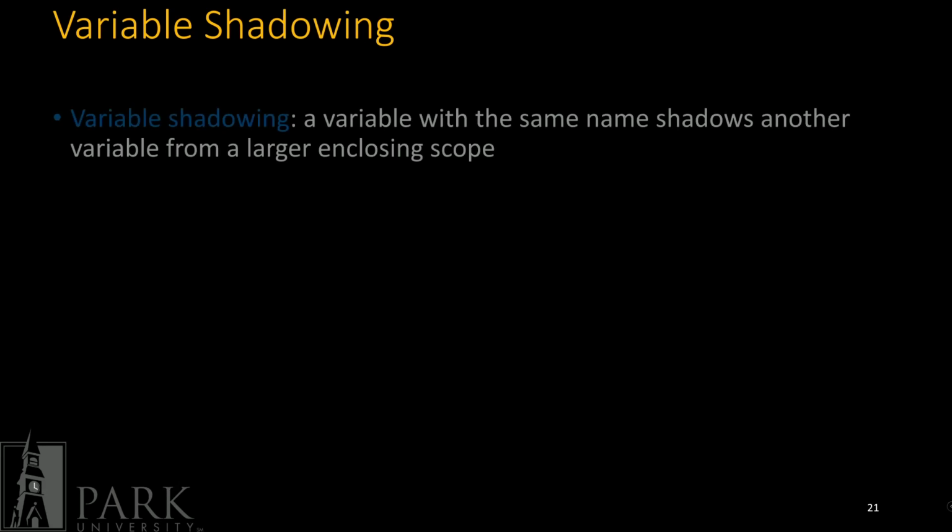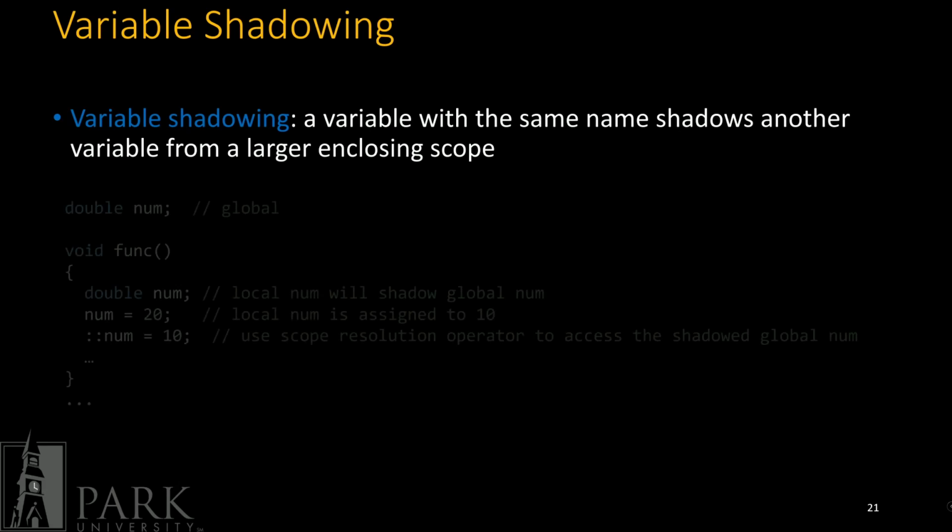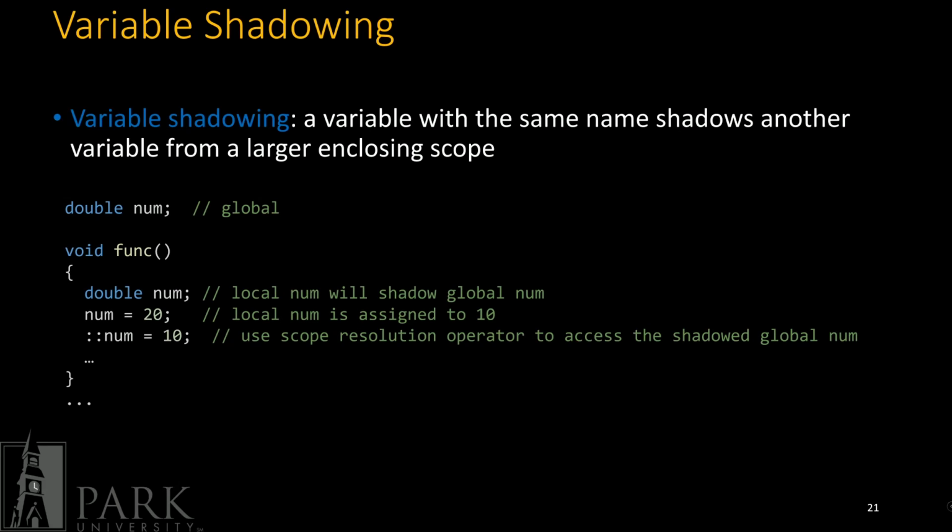When we have a larger scope that encloses a smaller scope and they each declare a variable with the same name, variable shadowing will occur. Okay? So let's take a look at this segment of code again, except notice how now we've changed the variable number to num. So we've got a global num and a local num.